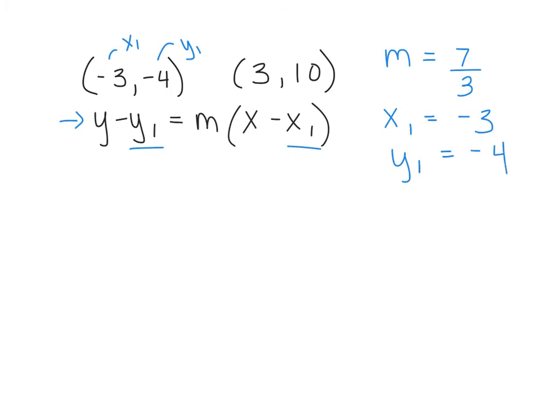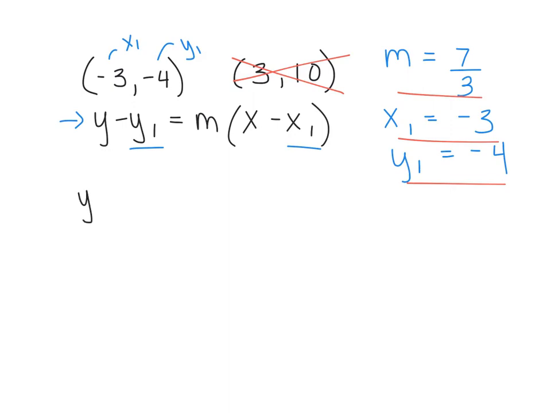So I don't need that second ordered pair anymore. That was only used to find the slope, and so now that I found the slope, I don't really need to use those numbers anymore. All right, now I'm going to take these values and substitute them into the formula.